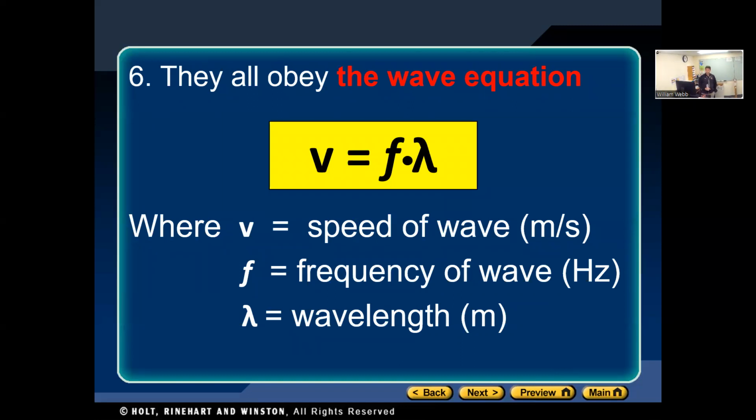And then the wave equation that we learned in the last unit also applies to these kinds of waves. So we learned that the speed of the wave is equal to the frequency times the wavelength. And that's also true for all of these different ones.